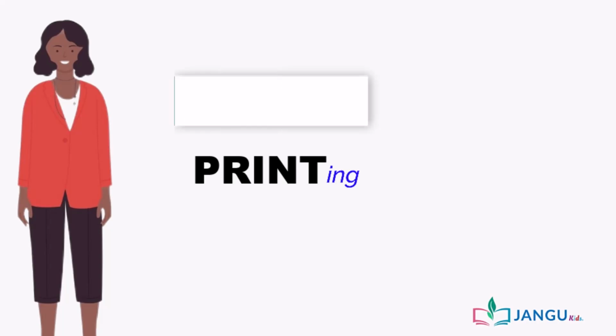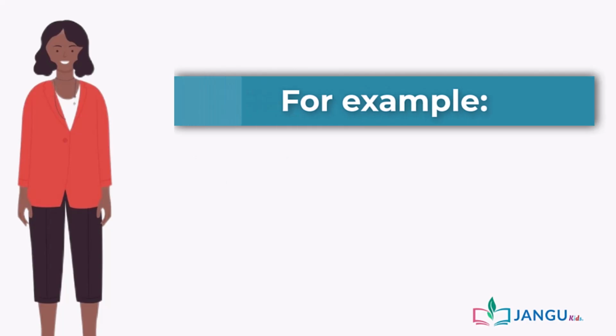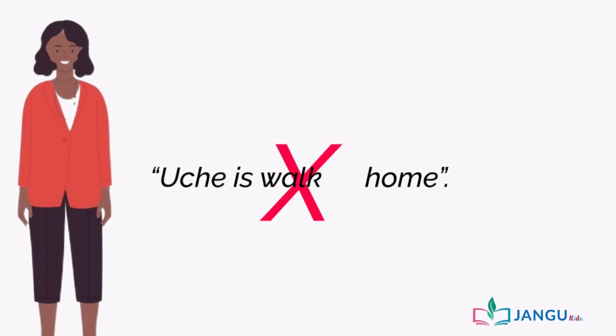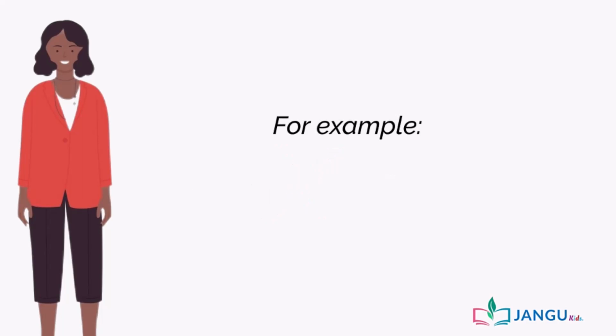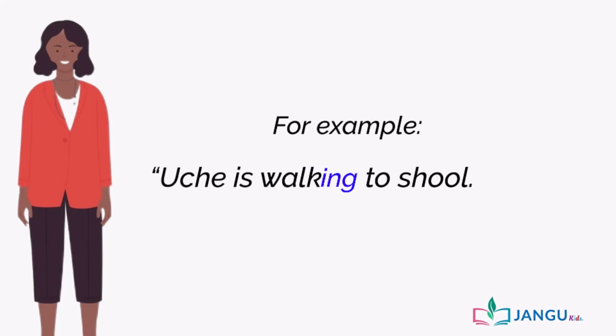For example, if you're asked to talk about what Uche is currently doing, you would be incorrect to say, Uche is walk home. The correct thing to say would be to add ing to the verb. Therefore, the correct sentence would be, Uche is walking to school.